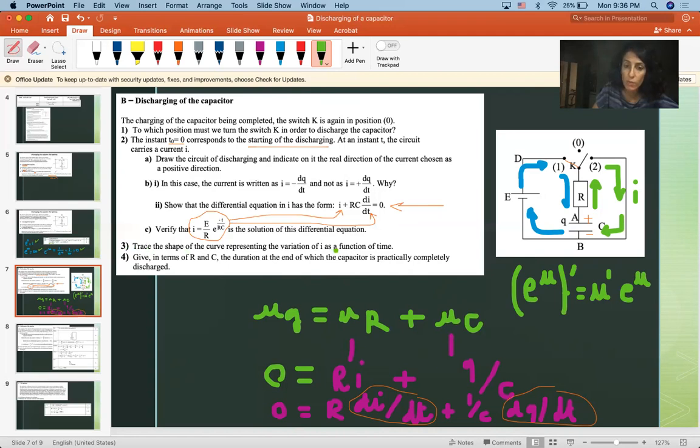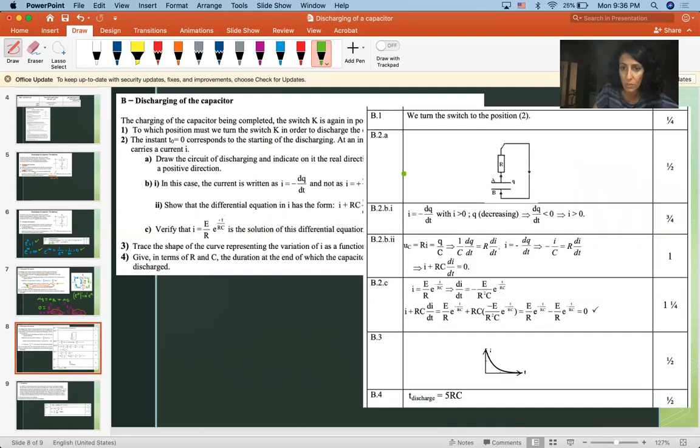Trace the shape of the curve representing the variation of I. It's going to be a decreasing function. You see the decreasing function. Okay. Give in terms of R and C the duration at the end of which the capacitor is practically completely discharged. We know it's 5 RC, and we'll see how we're going to prove it.